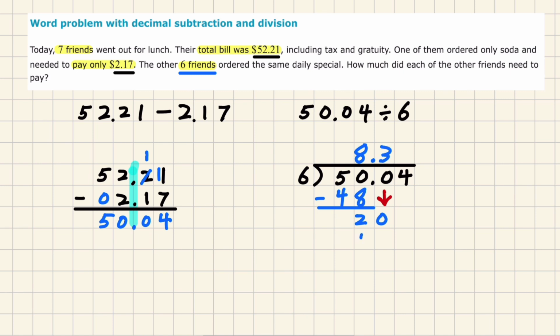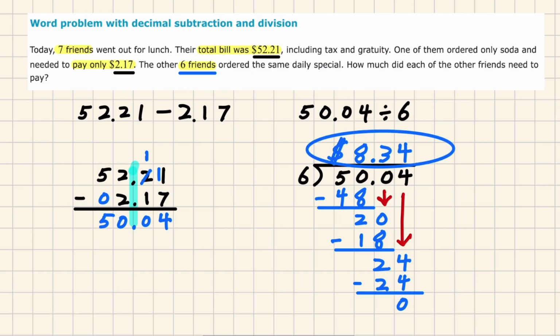3 times 6 is 18. Subtracting gives us 2. Bringing down the 4, 6 goes into 24 4 times. 4 times 6 is 24. With no remainder, we have $8.34. This is the amount that the 6 friends would have to each pay.